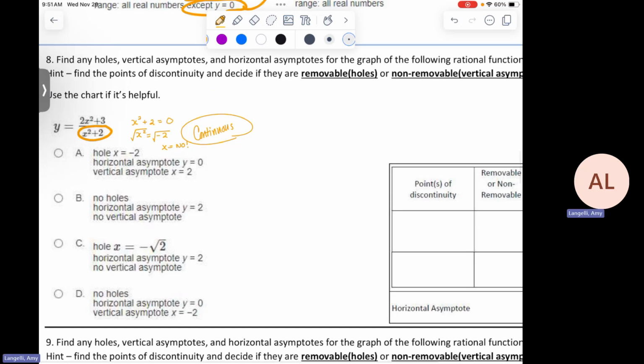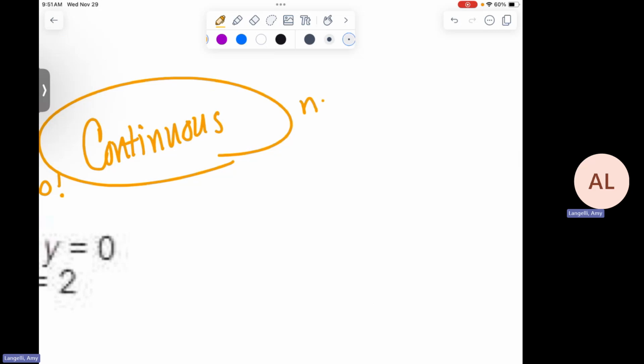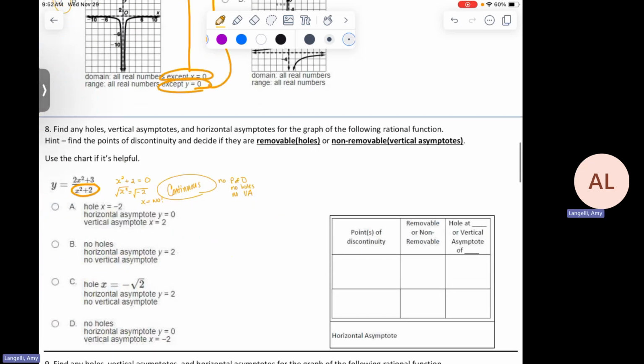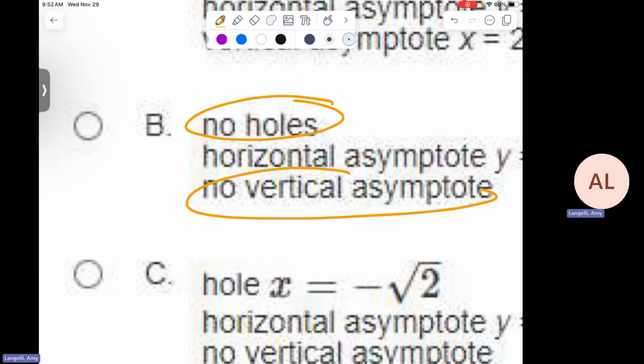Okay, so if it's continuous, that means it has no points of discontinuity, which means it has no holes, which means it has no vertical asymptotes. I think that's enough for us to say which option is correct. Yep, B has no holes, no vertical asymptote.